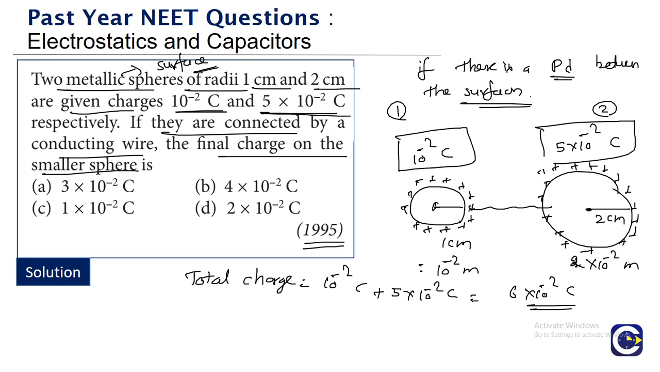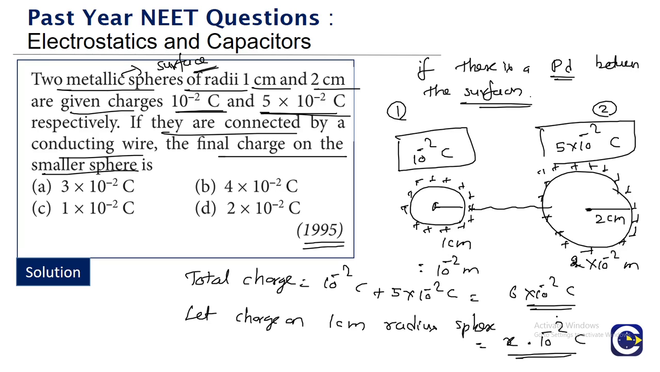Now what we'll say is, let the charge on the 1 centimeter radius sphere be x into 10 power minus 2 coulomb. We are using the same exponential factor. Then the charge on the 2 centimeter radius sphere will be equal to what? 6 minus x into 10 power minus 2. Because if this is x, the remaining will be 6 minus x, with the multiplication factor 10 power minus 2.